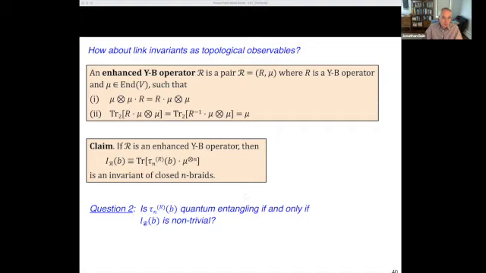We can then modify the last question. We can now ask, is a unitary representation of an N-braid quantum entanglement if and only if this corresponding link invariant on B is non-trivial? And even this more rigorous attempt to understand duality between topological and quantum entanglement observables turns out to fail.